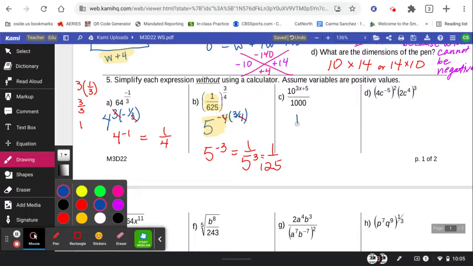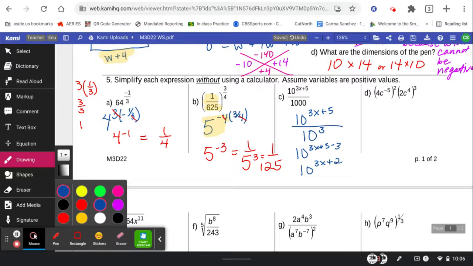Okay, this next one, the top is already simplified, and the bottom needs to become 10 to the 1, 2, 3 zeros, third. Now we're going to do the subtract rule. 10 to the 3x plus 5 minus 3. And so that leaves me 10 to the 3x plus, you got it, 2.